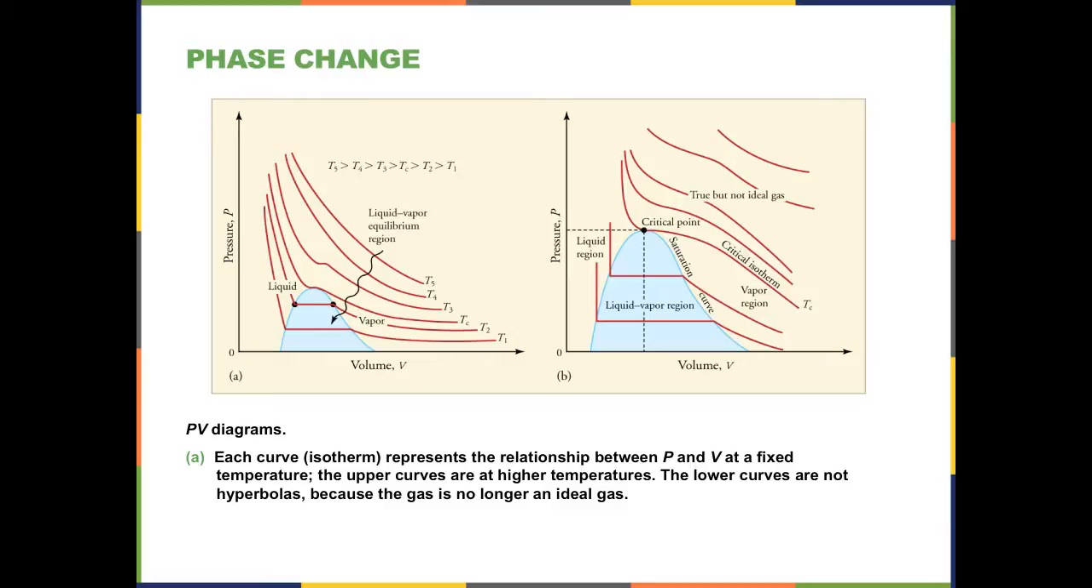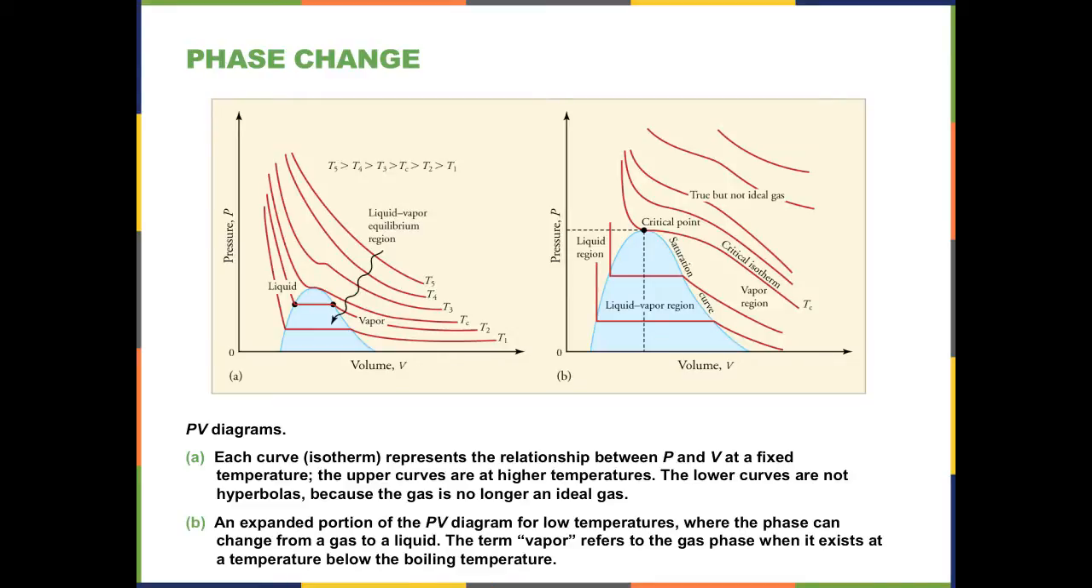The lower curves are not hyperbolas because the substance is not a gas throughout its entire pressure range, and it goes through a period where it is a liquid-vapor equilibrium. And in those situations, the line becomes flat, you'll notice. On the right is an expanded portion at the lower end of temperatures. What you can see is that when it passes through this vapor region, it becomes flat again. And the curve on the right is called a saturation curve.